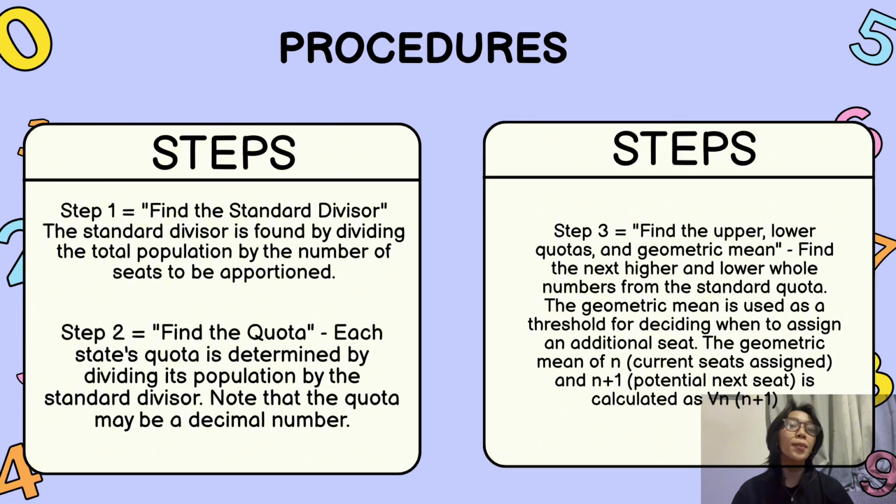So for the geometric mean, this is a threshold to help decide whether to round a quota up or down. It's calculated as the square root of n times n plus 1, where n is the current number of seats assigned.